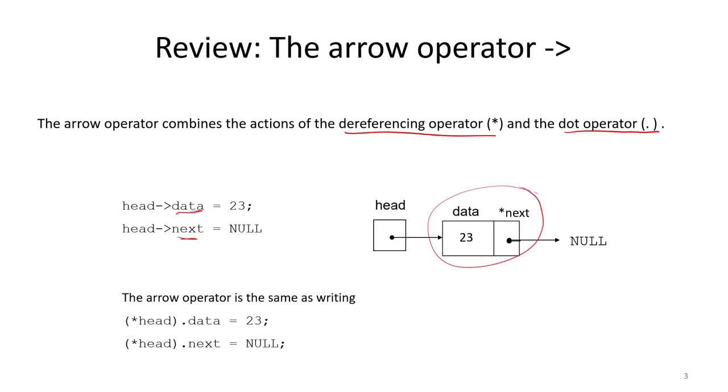For example, here, if we have this pointer named head that points to a node containing an int value data and a pointer named next, we can use the arrow operator to set head's data value, where head points, to 23, and we can update the next pointer where head is pointing in order to point at null.